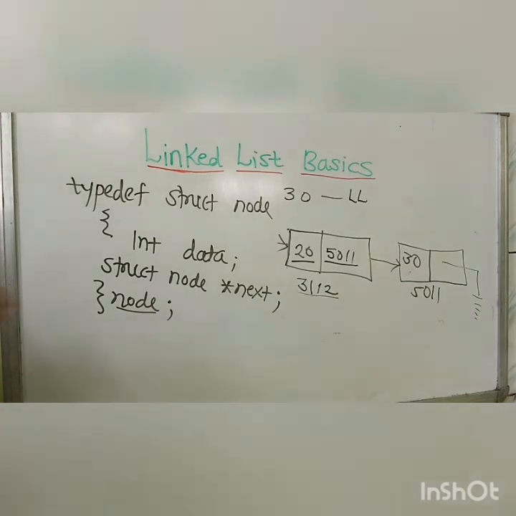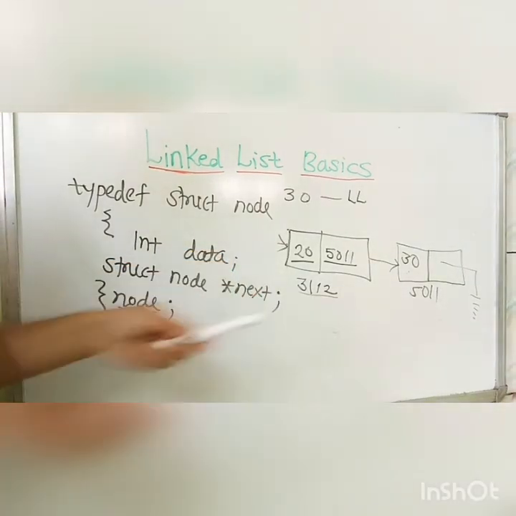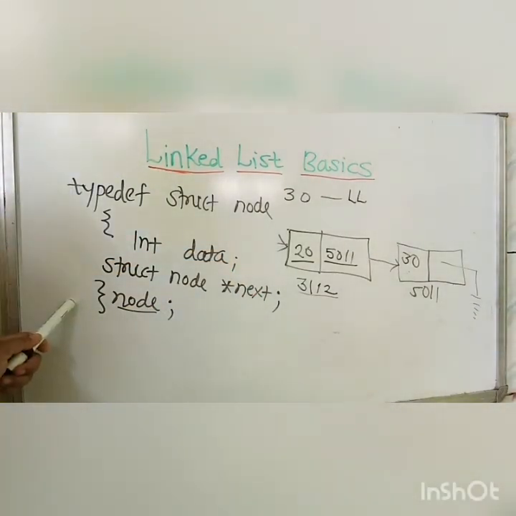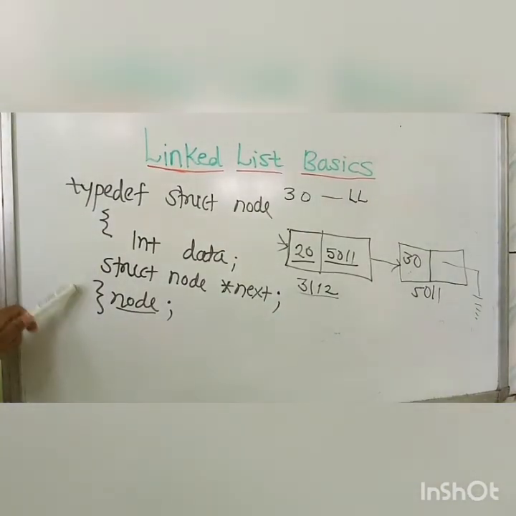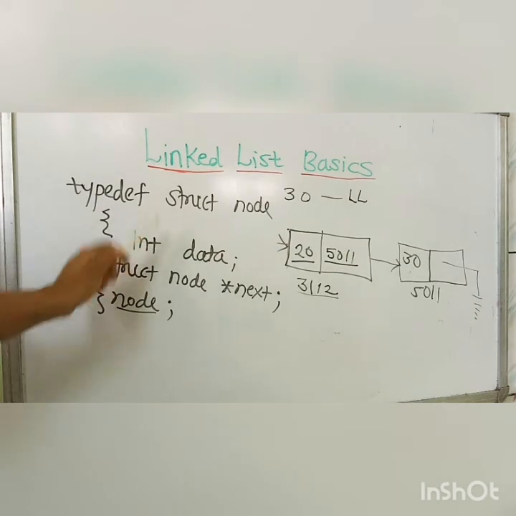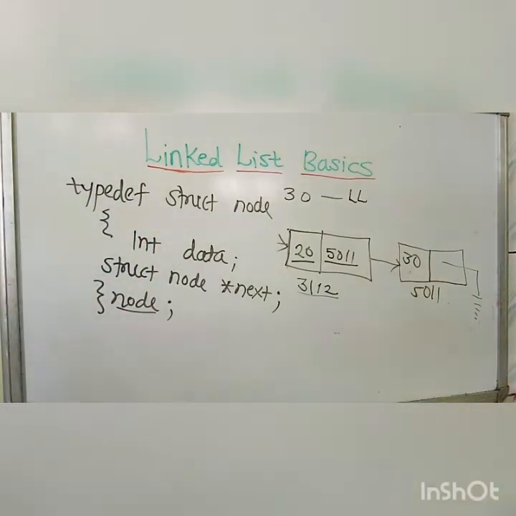So this is the actual node structure, and this is the programming point of view node structure to represent any node of a linked list. This is the single node representation. When we have to create such multiple nodes, then we have to make an array of such node variables. So that was all about the linked list basics.